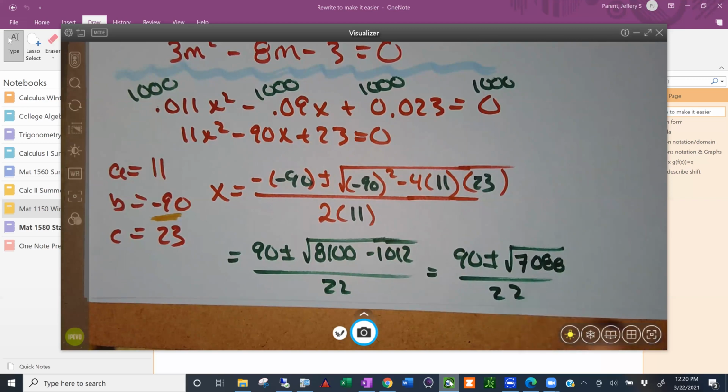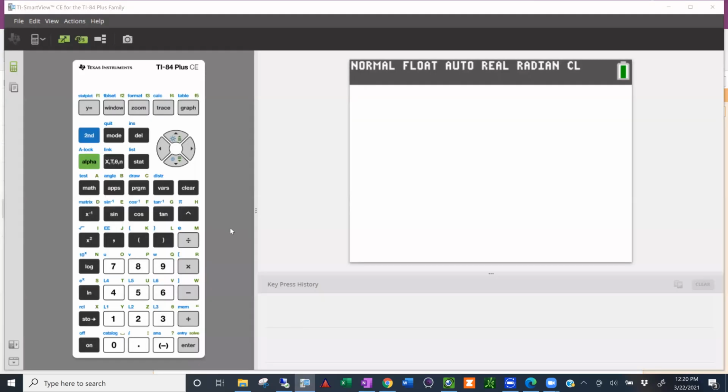So, okay. Let's see if we can't get some decimal values out of that. And I'll show you how to do it on a graphing calculator. So let me cut over to that. So here we go.